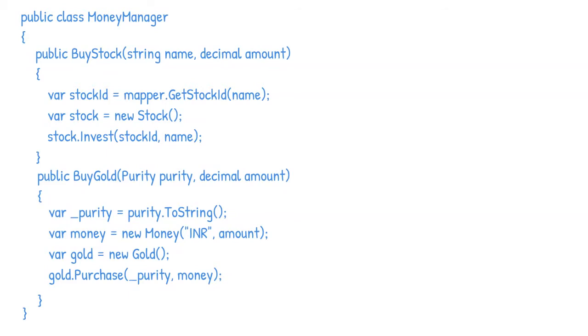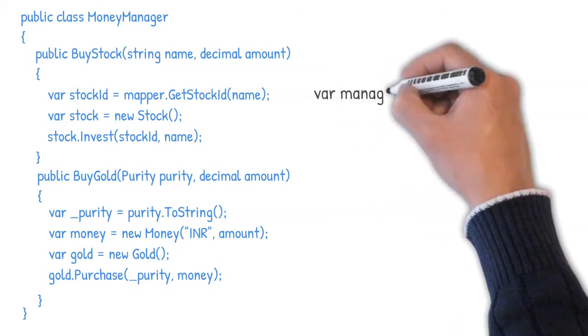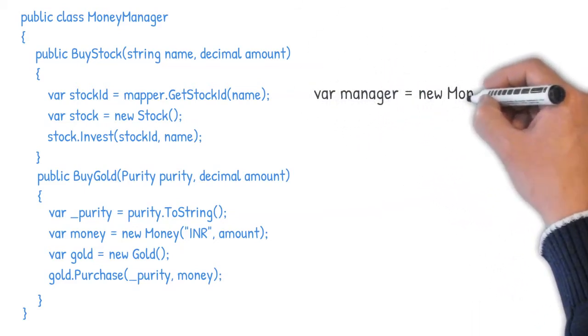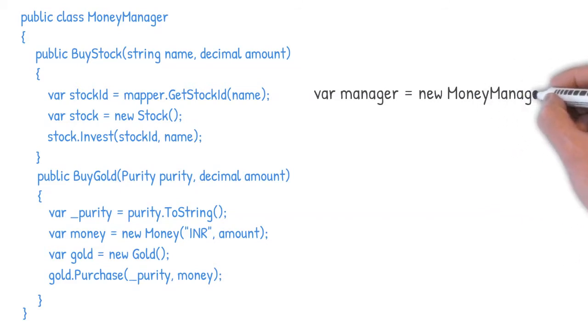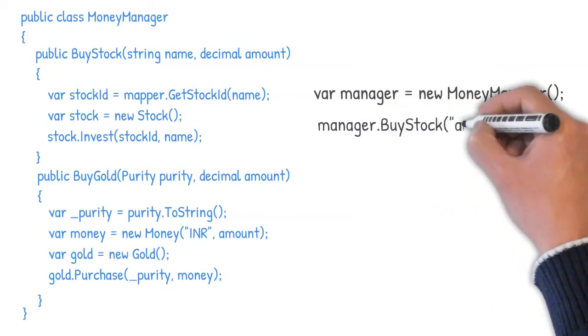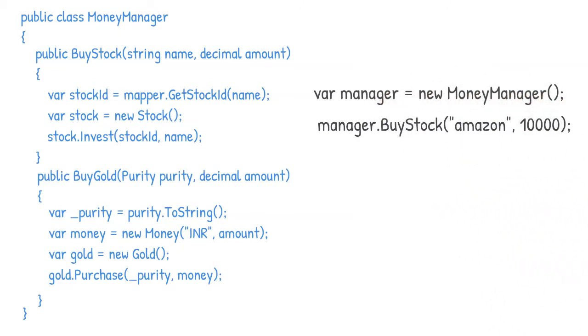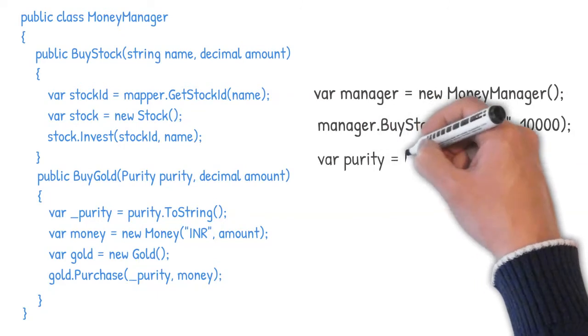Now let's see how easy it becomes for a consumer to consume different investment options. Now instead of creating a gold entity, stock entity, or any other future investment entity, the consumer has to create a single point of contact, that is Money Manager. And for investing into different options, the consumer has to call the user-friendly methods exposed by Money Manager.